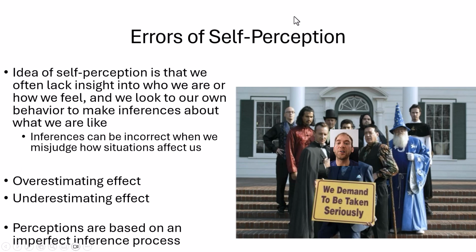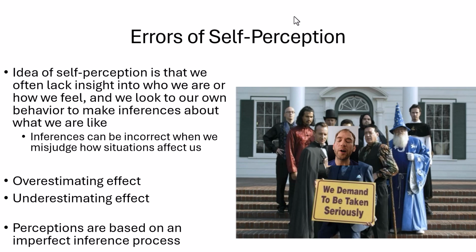There are also errors in self-perception. The idea of self-perception is that we often lack insight into who we are or how we feel, and we look to our own behavior to make inferences about what we are like. However, our inferences can be incorrect when we misjudge how situations affect us. We can have an overestimating or underestimating effect.